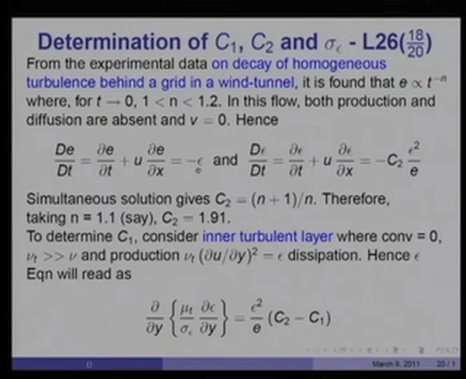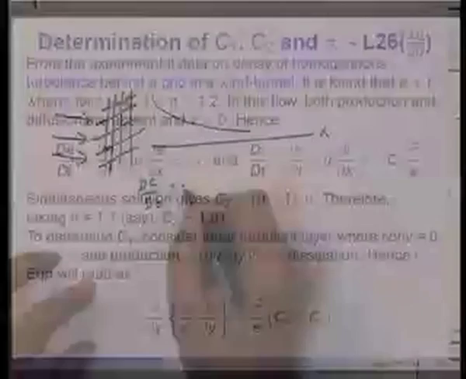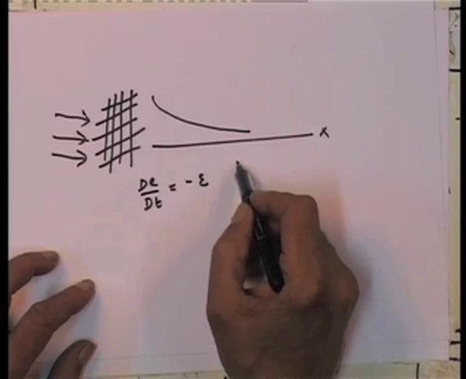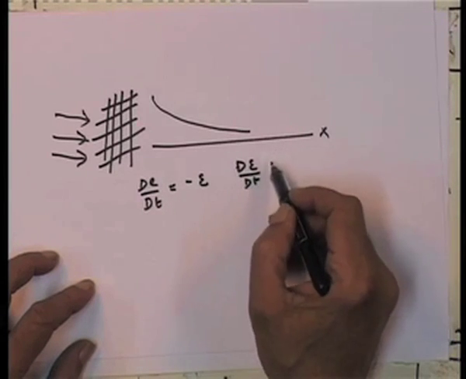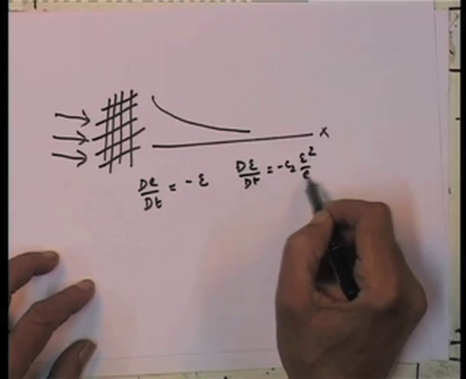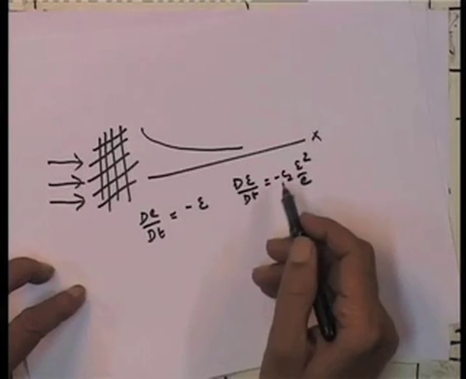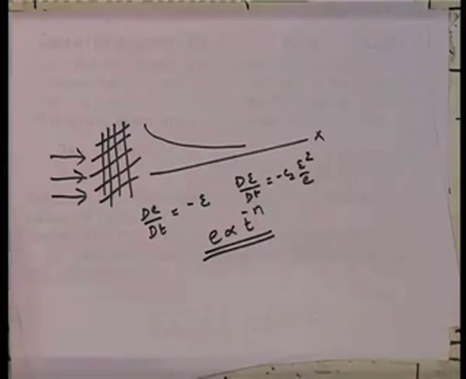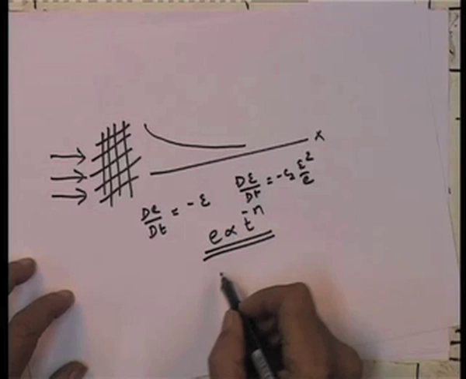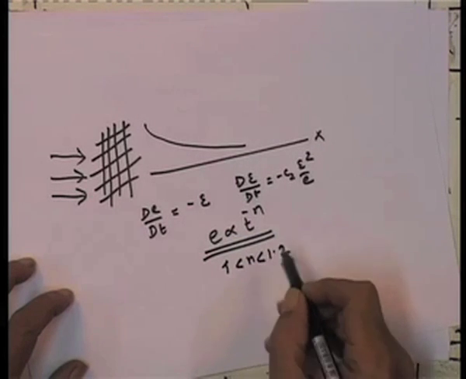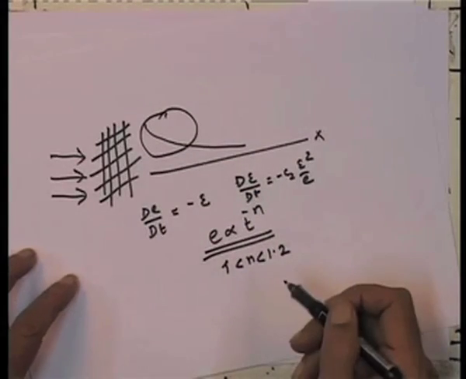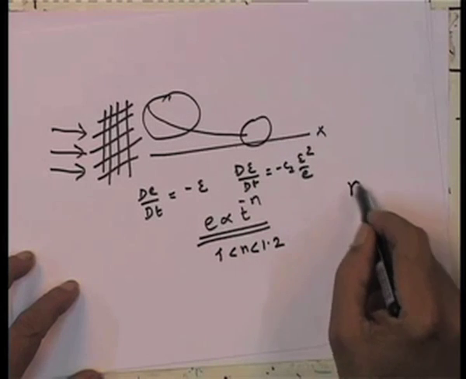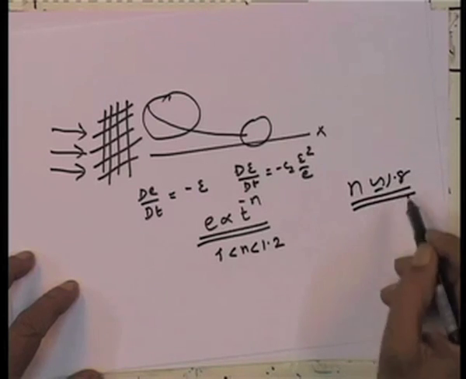If we solve these two equations dE by dt with the observed fact that E is proportional to t to the power of minus n, it follows from this dE by dt is equal to minus epsilon, and d epsilon by dt is equal to minus c2 times epsilon squared by E, and therefore by substitution E should vary as t raised to minus n. And if you look at the experimental data, you find that n varies between 1 and 1.2, at least in the early part or for small times, and for later times n is of the order of 1.8 or so, which we shall look at a little later.